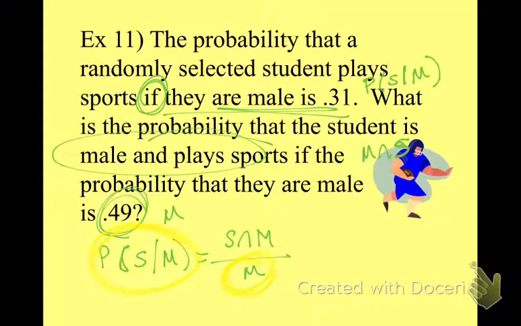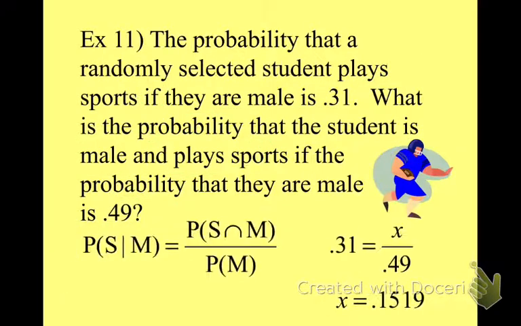So I would plug in 0.31 equals sports and male over 0.49. Then I multiply the two together and see what you end up getting. There we go. 0.1519.